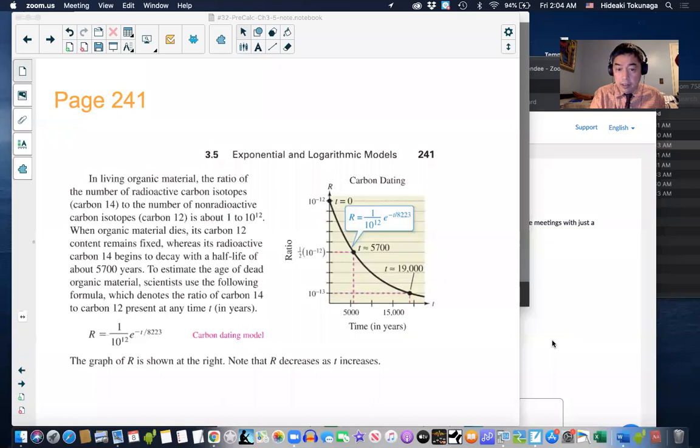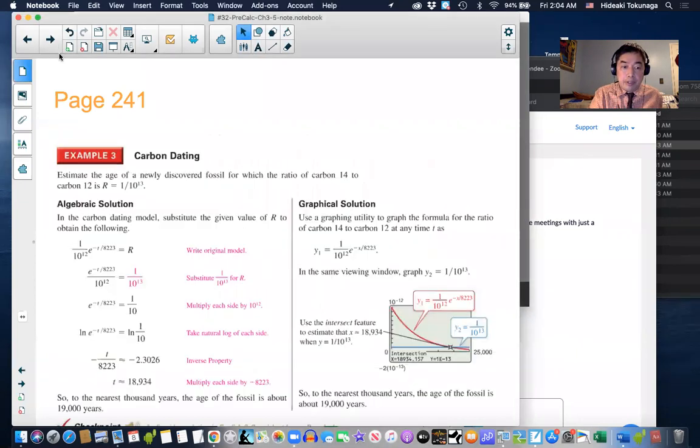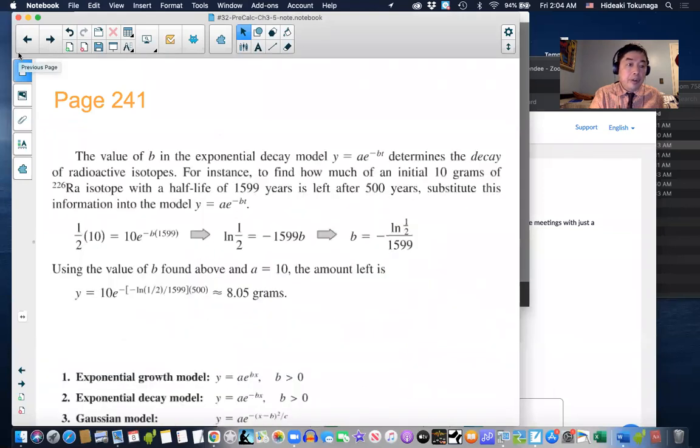Okay, this is question example 3 of PreCalc assignment 32, chapter 3-5. Before you do example 3, I strongly recommend reading the problem from this page.